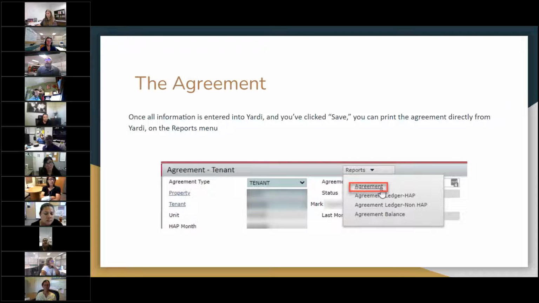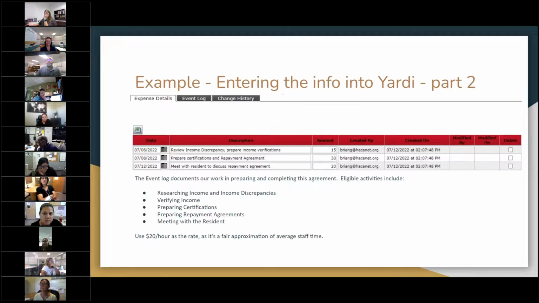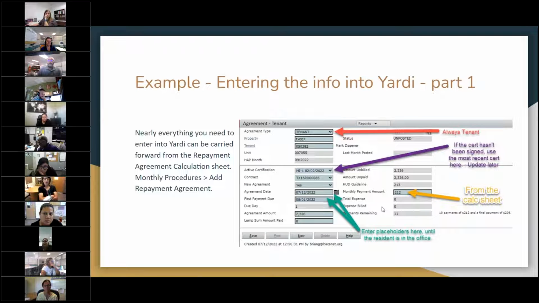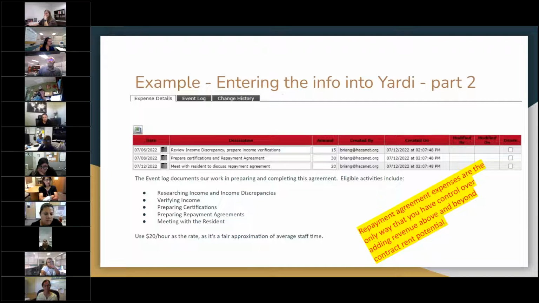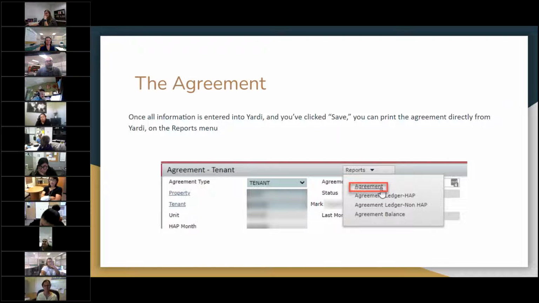So once you've got this all in here and you click save, up here at the top of the agreement, under the reports menu, you have this agreement option, which actually prints the agreement out for you. It's only as good as the data that you entered here. So it's going to carry over these dates, like agreement date, the amount due, the monthly payment. So make sure all of this data is good, save it, and then you can print your agreements here.